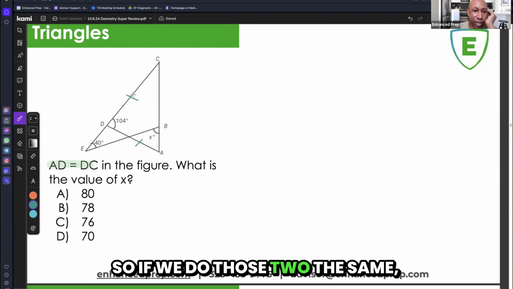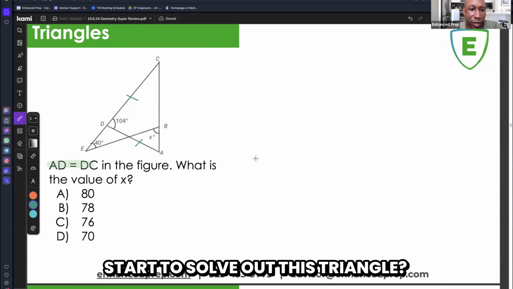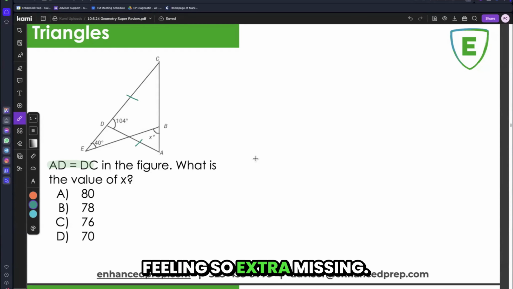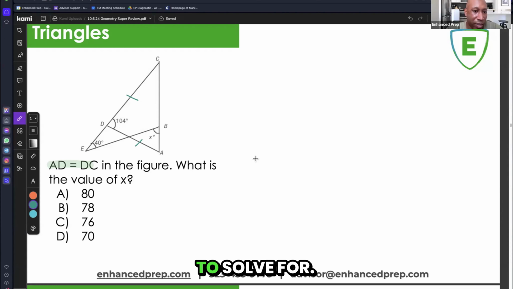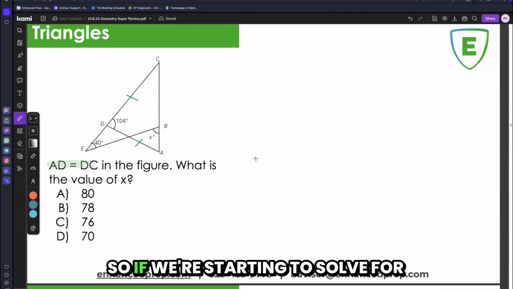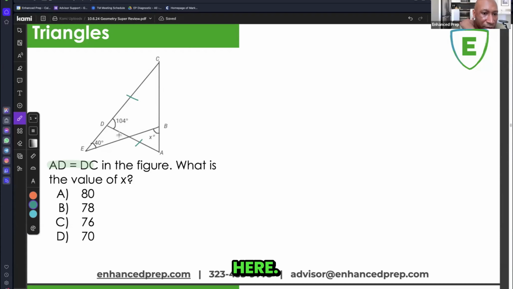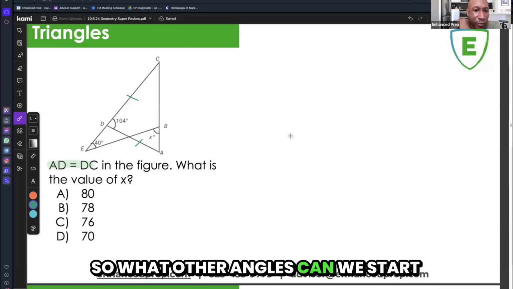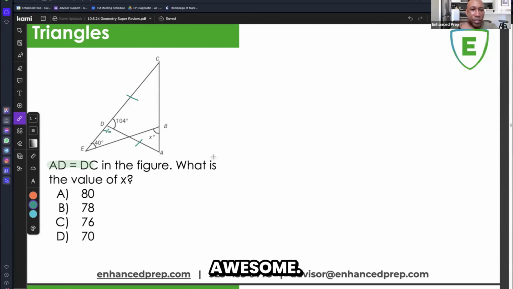So if we do those two the same, what can we start to do to solve out this triangle? What are you thinking? Fill in some extra missing angles that we don't have. Exactly, right? We're trying to figure out which other missing angles we can start to solve for. So we know that we have 40 here. This one's 104. So what other angles can we start to fill in? That's going to be 76. Awesome. What else can we figure out now?